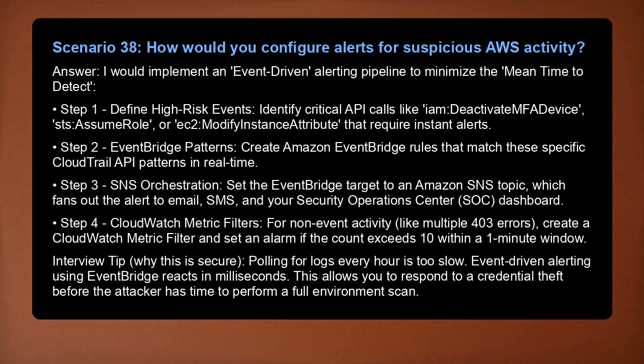Create Amazon EventBridge rules that match these specific CloudTrail API patterns in real time. Step 3. SNS orchestration. Set the EventBridge target to an Amazon SNS topic, which fans out the alert to email, SMS, and your Security Operations Center (SOC) dashboard. Step 4. CloudWatch metric filters for non-event activity like multiple 403 errors. Create a CloudWatch metric filter and set an alarm if the count exceeds 10 within a 1-minute window.